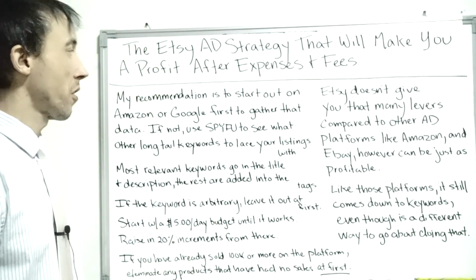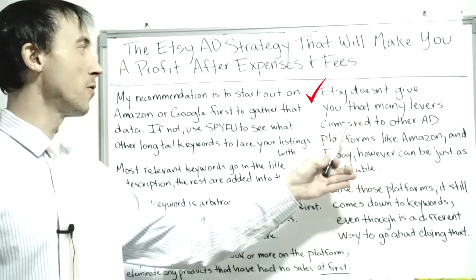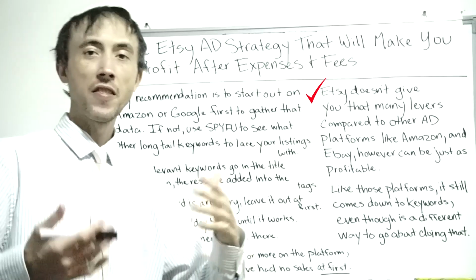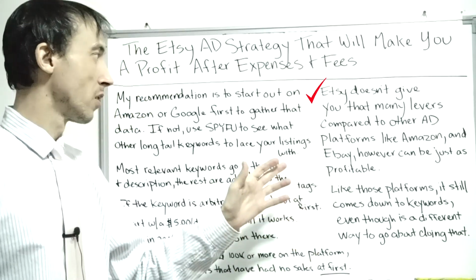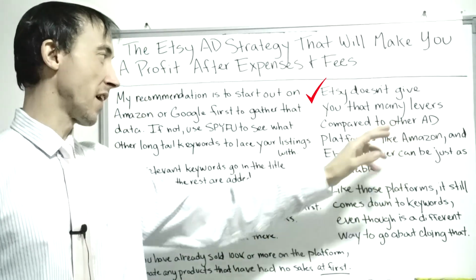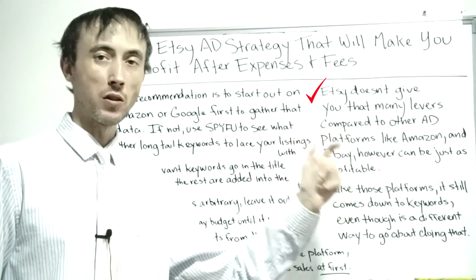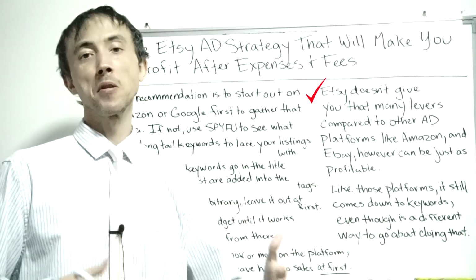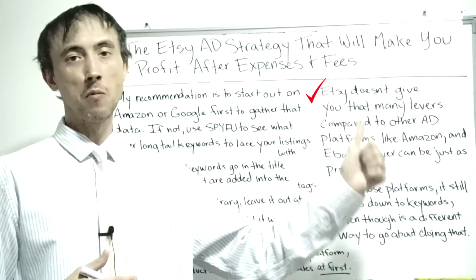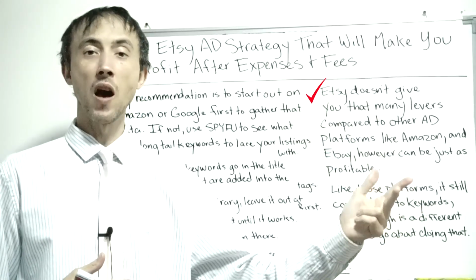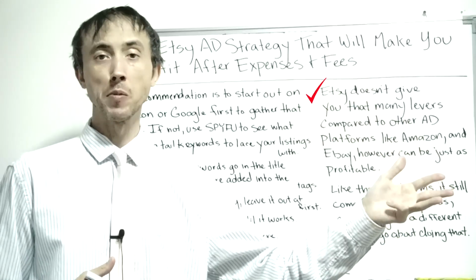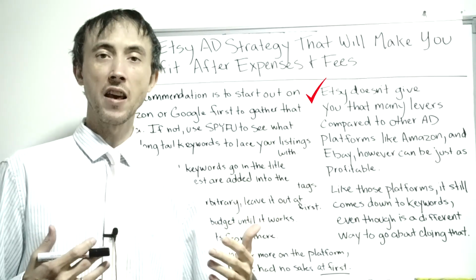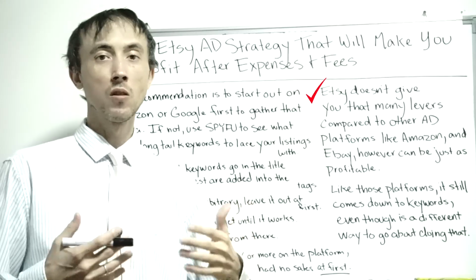So getting into the content, Etsy doesn't give you that many levers to pull inside your ad account, which you can look at as a good or a bad thing, as compared to Amazon and eBay and other platforms like Google and so forth that you should also run your ads on, because if you're able to make things work on Etsy, it should work on Amazon, eBay, as well as probably Google, as well as probably Microsoft/Bing ads.